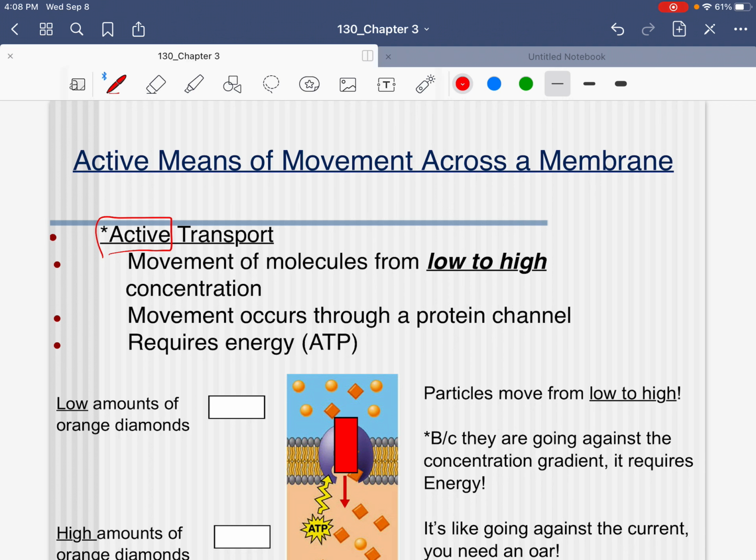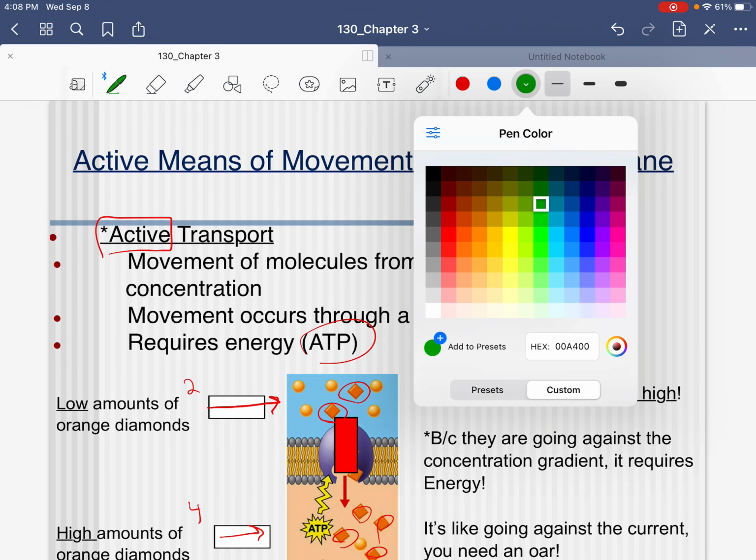One way is called active transport. No one should miss that. It has the word active in it. Active transport requires ATP. In this example, we're looking at orange diamonds. This side, we have 1, 2 orange diamonds. This side, we have 1, 2, 3, 4.